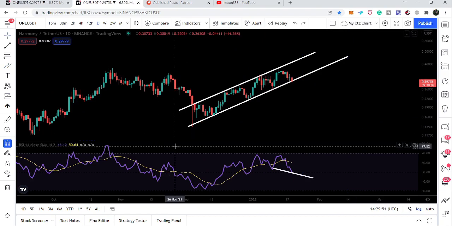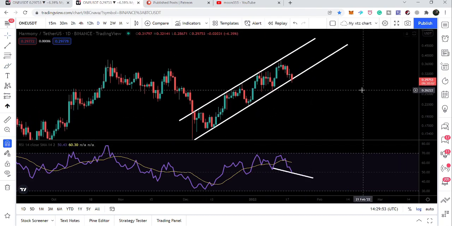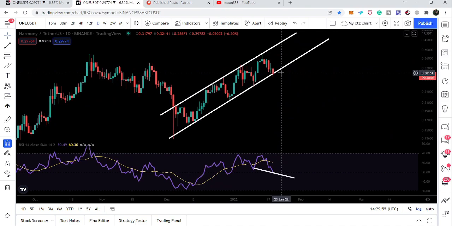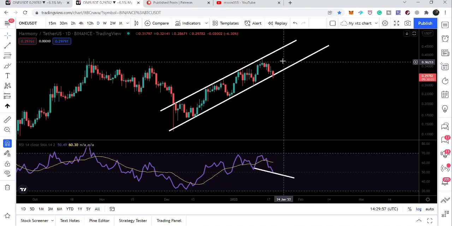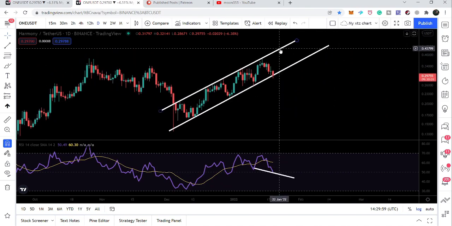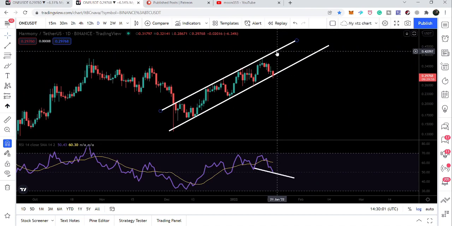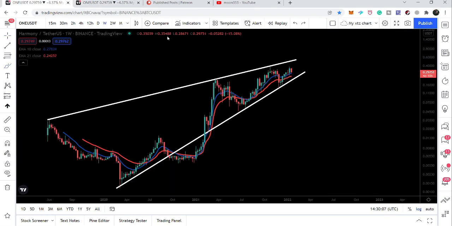Therefore there is a possibility that the price line will reverse from the support of the channel, and in case it reaches the resistance of the channel again, that will be approximately here at 42 cents. If we break out the resistance of this channel, then it can move up to the resistance of this rising wedge, that will be approximately at 48 cents.